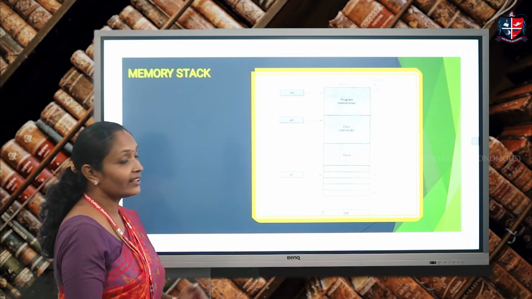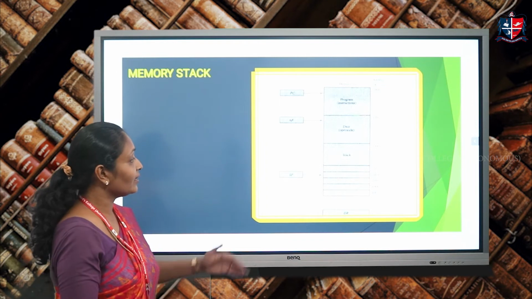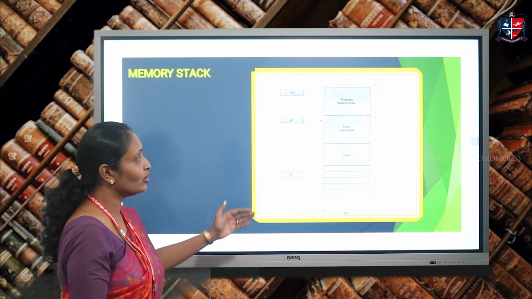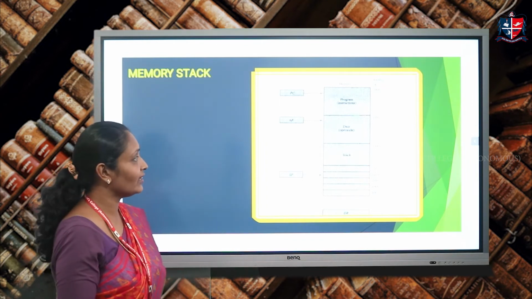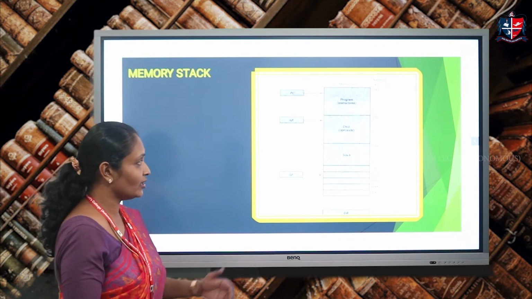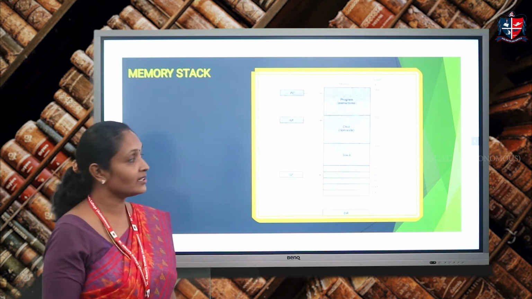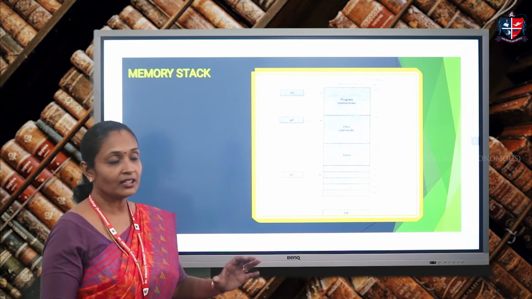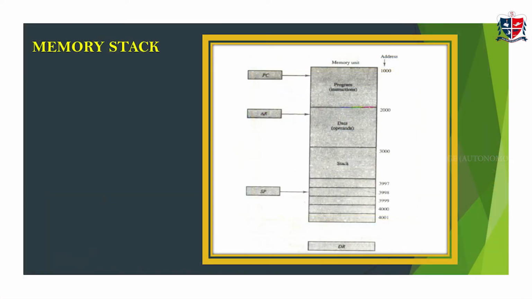So in this, clearly we can understand that the memory is divided into three portions. One is the program, that is for the instructions, and the other part is the data, and the third part is for the stack. So we have four registers: PC, program counter, AR stands for address register, and SP stands for stack pointer, and we have the data register DR.